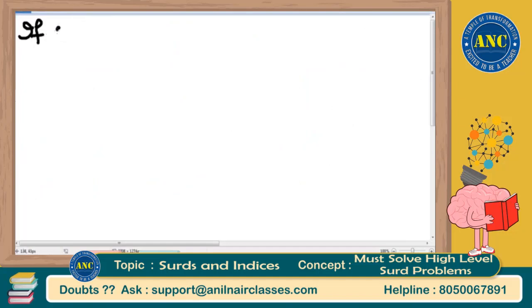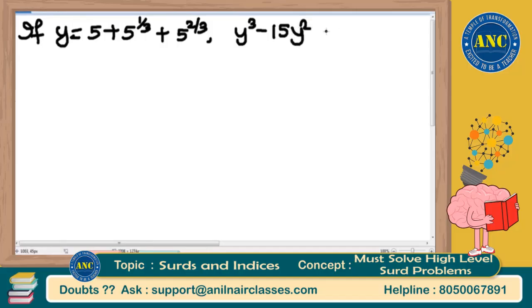If y is equal to 5 plus 5 power 1 by 3 plus 5 power 2 by 3, then find the value of y cube minus 15y square plus 60y plus 25. This value I need to find.